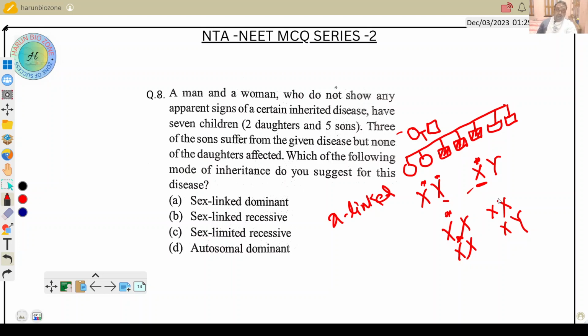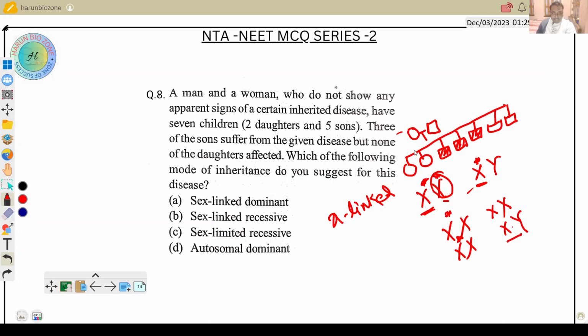affected, 50% daughters become carrier, and all the males are affected. But here some males are normal. That means mother is a carrier. Only one X chromosome of mother is affected. So when the mother transfers this affected X chromosome to boy, they are affected. But when mother transfers this normal X chromosome to son, then it is not affected.